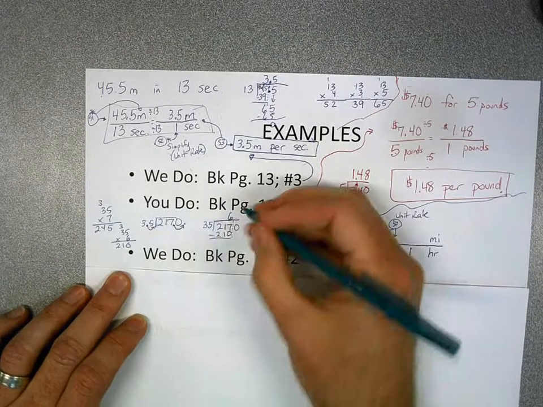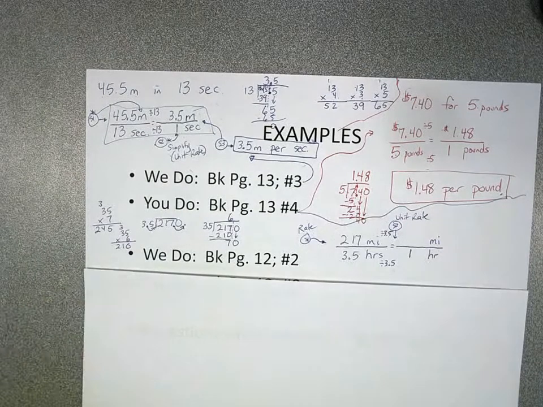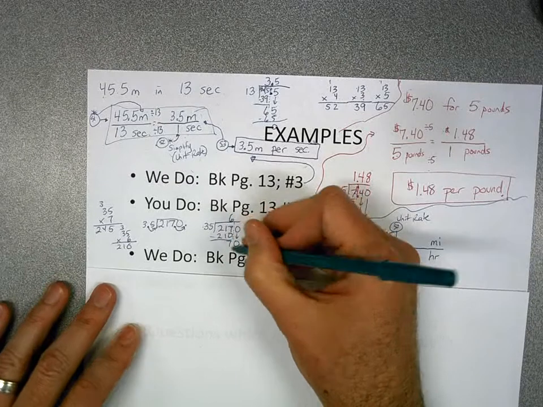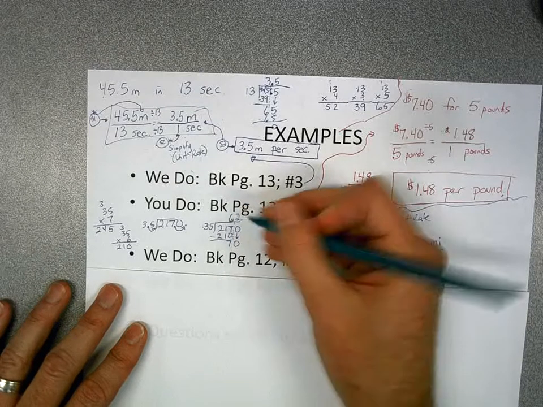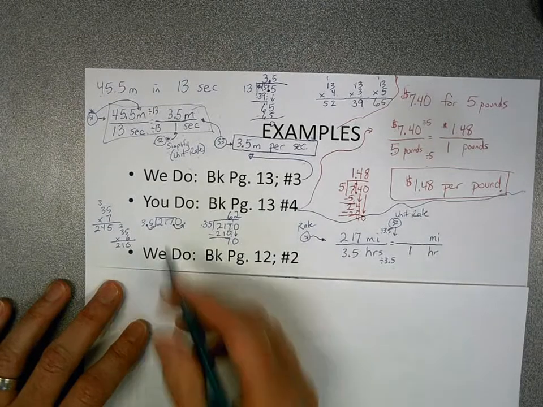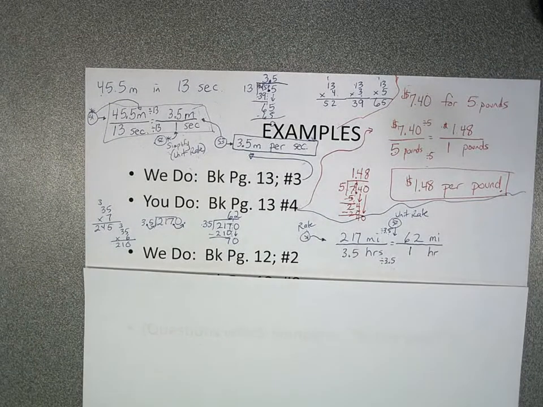7 minus 0 is 7. I bring down our 0, and look at that. If you don't recognize it, 35 goes into 70 exactly 2 times, because I know 35 times 2 is 70. And so this gives us a 62 up here. So our unit rate is 62 miles per hour.